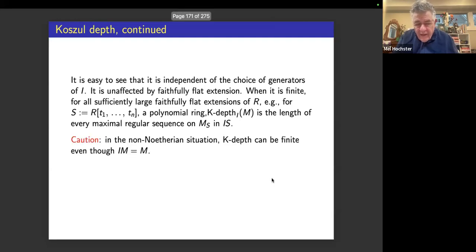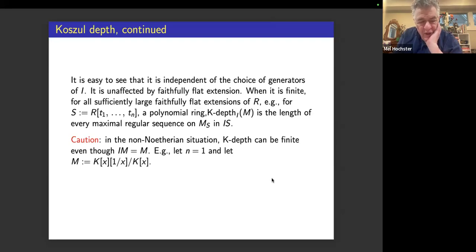But I want to caution you that in the non-Noetherian situation, the K-depth can be finite even though the ideal times the module is equal to the module. So for example, if you adjoin 1 over x and mod out by k[x], it's really the first local cohomology with support in x. This x times M is equal to M. This is divisible. But the first H_1 of x on M is k. So the depth is 0. It's finite for this non-Noetherian module.